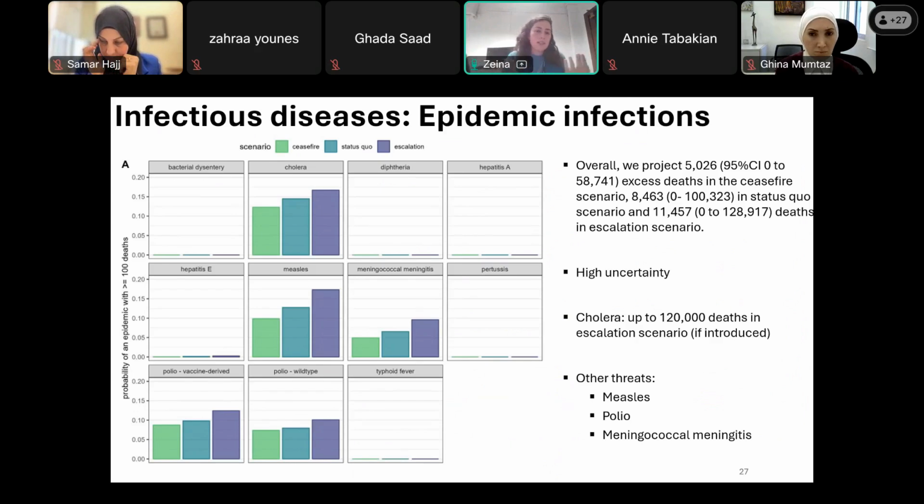So it's actually like this. We looked at the probability of having an epidemic with more than 100 deaths. Measles were the key big ones. Polio, this was before the polio outbreak that we saw. So the experts told us that the big worries in Gaza were measles, polio, and cholera, and meningitis. And I do think that these are still big threats in Gaza.